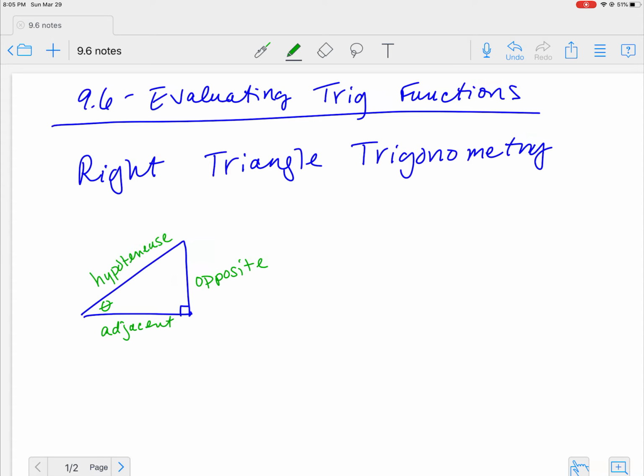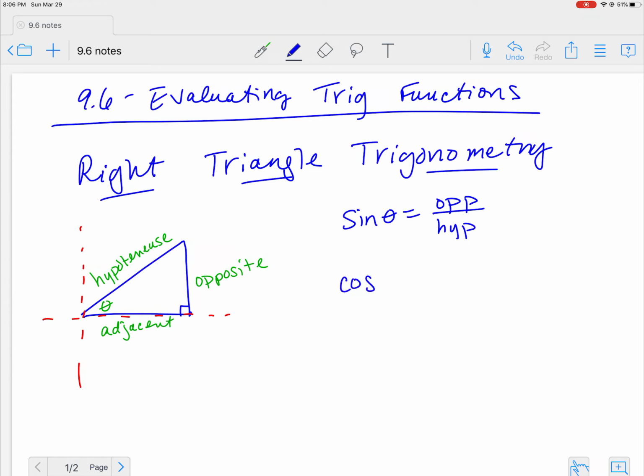If this is a right triangle, the side that is always, always, always across from the right angle is called the hypotenuse. When I have this right triangle trigonometry, it doesn't have to be set up like this. That's what we talked about in 9.5: if we have a triangle in standard position, then this is my y, this is my x, and we can work with that. Knowing that concept, that's how we set up our right triangle trigonometry.